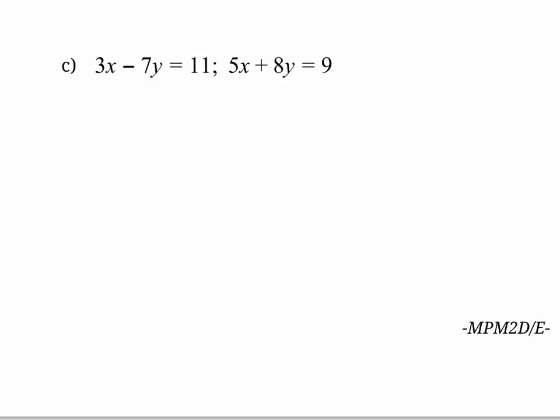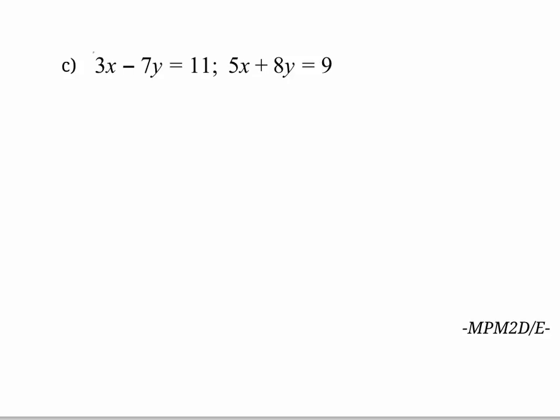Now we think of elimination and we start analyzing these variables. How the heck can we make these variables equal to each other? Well, 3 we can't make into 5, and 5 we can't make into 3. Neither 7 into 8 or 8 into 7. So what we're going to have to do is multiply not just one of the equations by a number, but both of the equations by a number. So taking a look at 3x and 5x, I know I could make 15x. I could make this one into 15x by multiplying it by 5, and this one into 15x by multiplying it by 3. So now we're going to multiply both equations if we get really, really stuck.